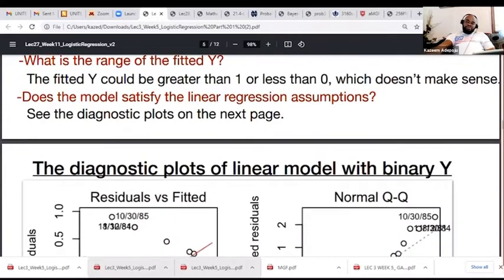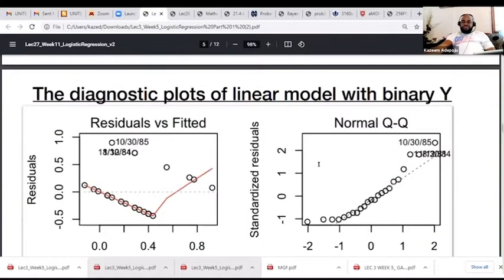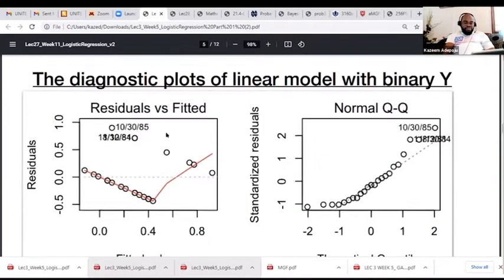How are we going to know whether it's satisfied or not? What we can do is obtain the diagnostic plots after fitting the linear regression, and you're going to see that there are violations of assumptions. Number one, if you look at the residual plot, of course, you're going to see there's a pattern. And in the normal QQ plot, there's a violation of normality.